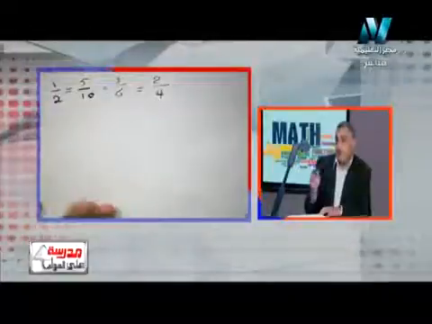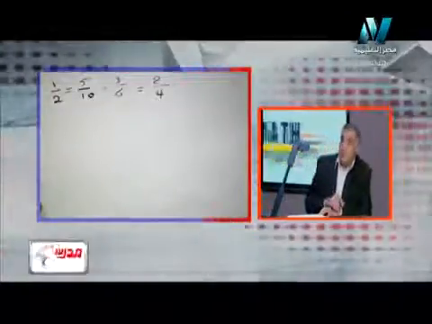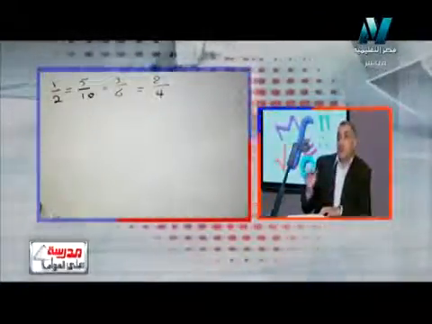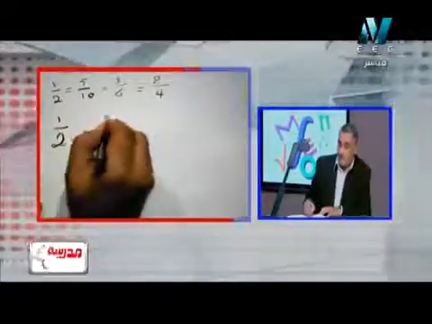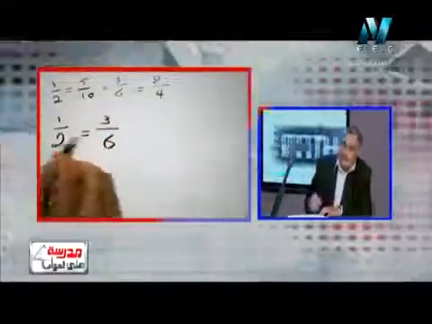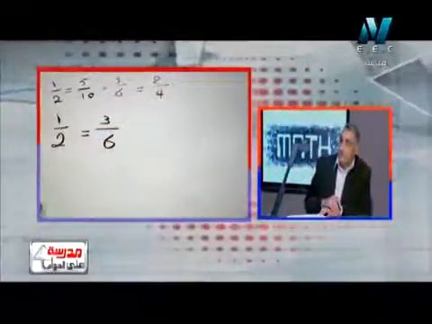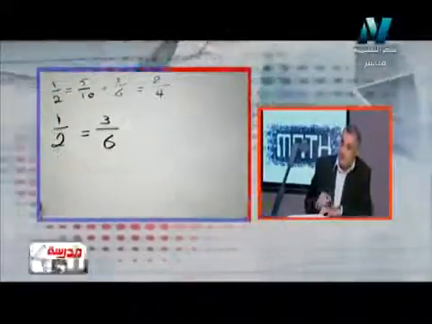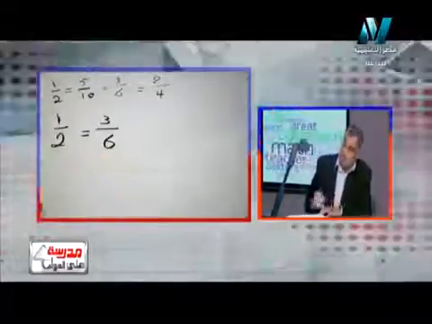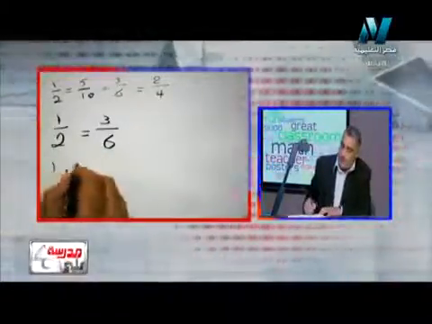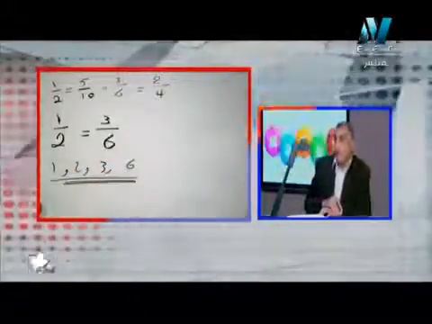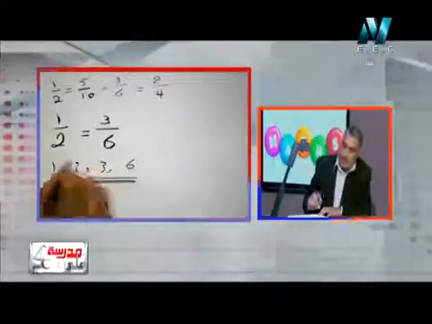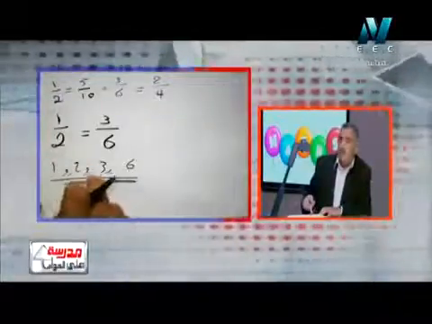So it's so easy to get. The definition of a proportion is an equality of two or more ratios. Half equals 3 over 6. We call 1 the first proportional, 2 the second proportional, 3 the third one, and 6 is the fourth one. We call 1, 2, 3 and 6 four proportional numbers. Why? Because 1 over 2 equals 3 over 6.